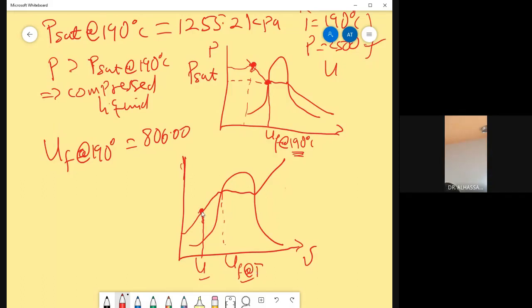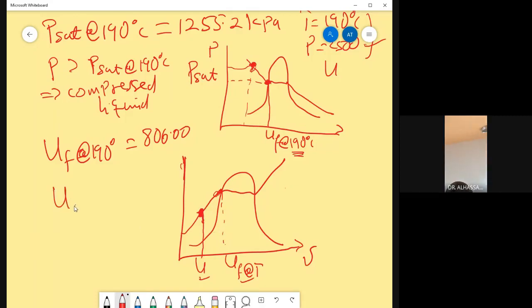But here, unfortunately, we cannot determine the value of U in the compressed liquid state. So we make the assumption that the fluid is in the saturated liquid state. You understand? So whichever way, if there exists the value of U at this state, and then you find UF, the difference is not going to be so big.